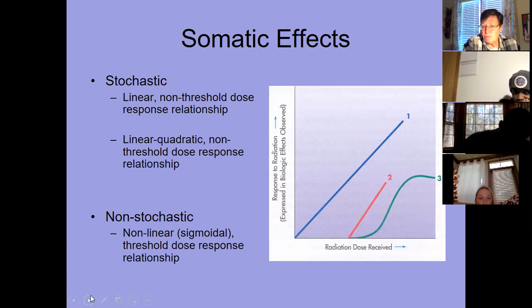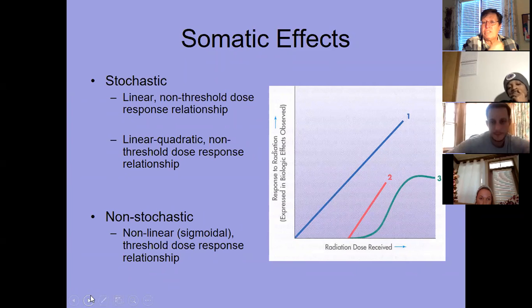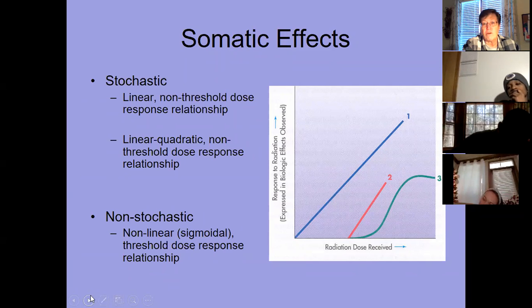So if we look at dose-response relationships for the stochastic effects, which would be cancer induction, that's the one that we are most concerned with. They follow a linear non-threshold dose-response relationship predominantly. And so which curve illustrates that linear non-threshold dose-response relationship? One. That blue one. It graphs as a line and it begins at 0.